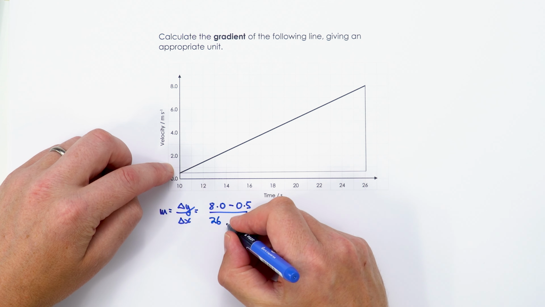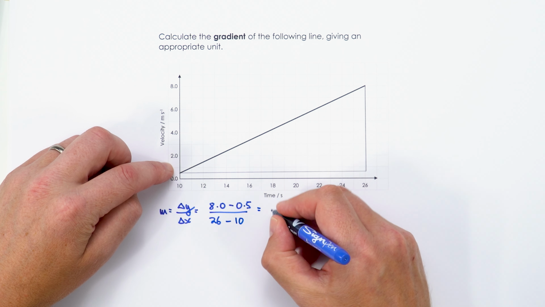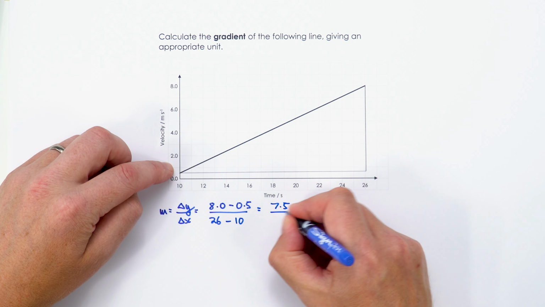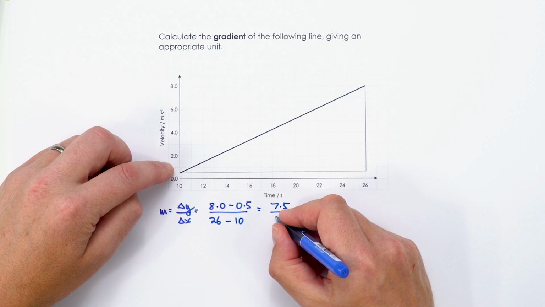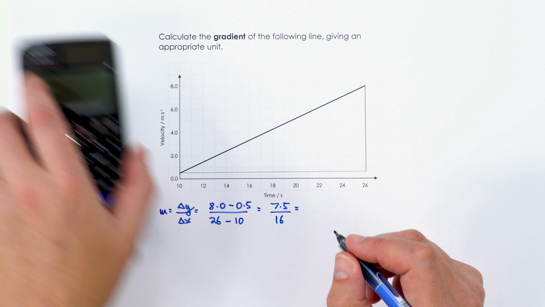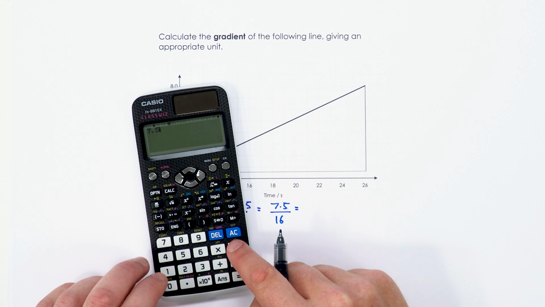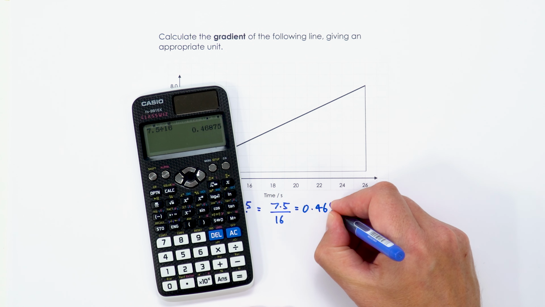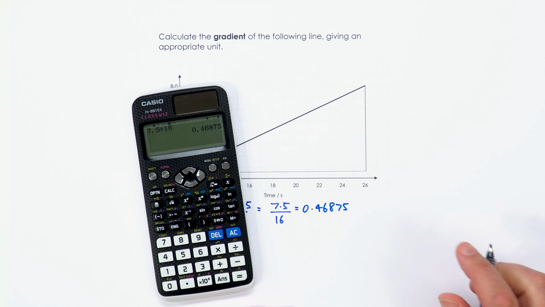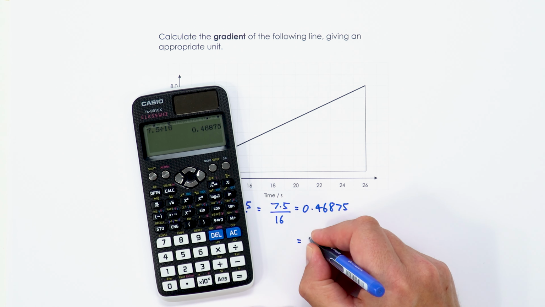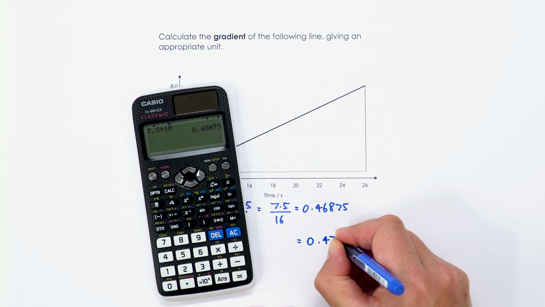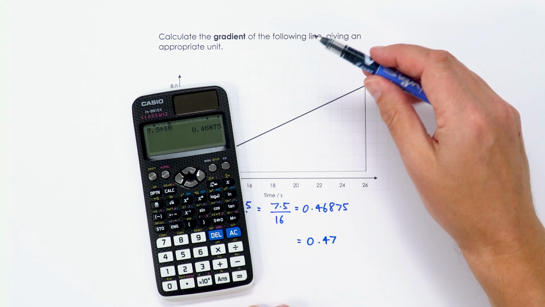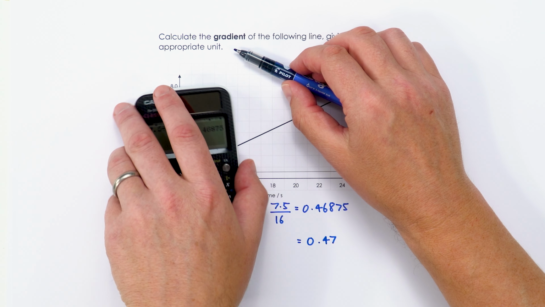So we've got 26 take away 10, and that's equal to 7.5 divided by 16, which I can't do in my head. So that's going to be 7.5 divided by 16, which is 0.46875. Now, I think an appropriate number of significant figures to give this to would be two significant figures. So that's going to be equal to 0.47.